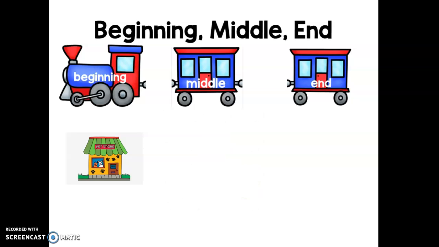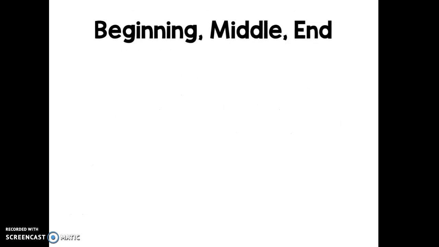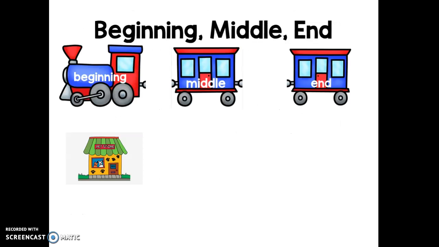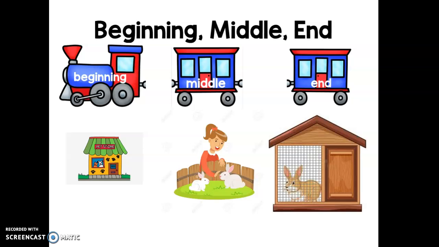So let's see what happens at the end of our story. So the lady at the pet store let me pet the bunny. I was so excited. I told my dad that I wanted the bunny. Finally, we got the bunny and took it home. I was so happy. So at the beginning of our story, we go to the pet store. In the middle, I get to pet the bunny. And at the end, I get to take the bunny home with me.